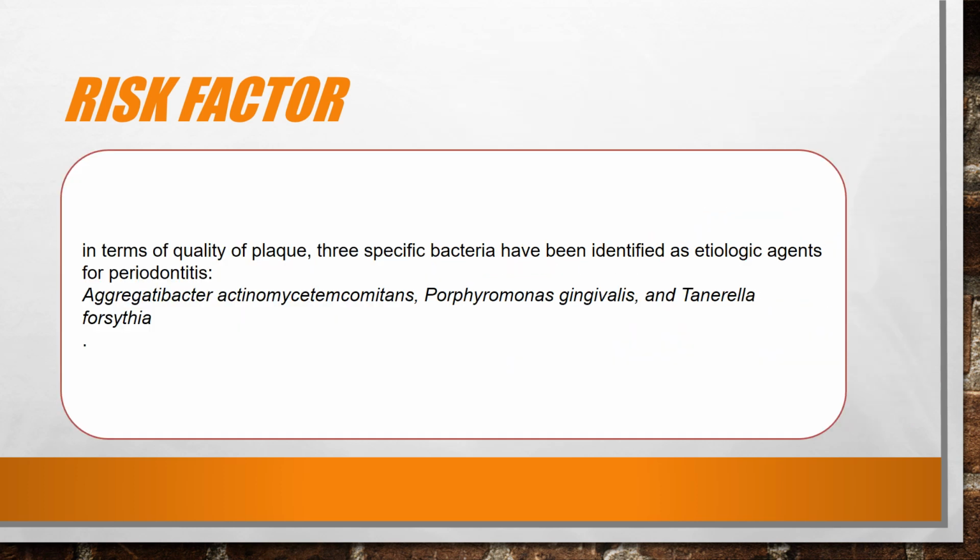So in terms of quality of plaque, three main bacteria have been identified as etiological agents in periodontitis. That is Aggregatibacter actinomycetemcomitans, Porphyromonas gingivalis, and Tannerella forsythia.